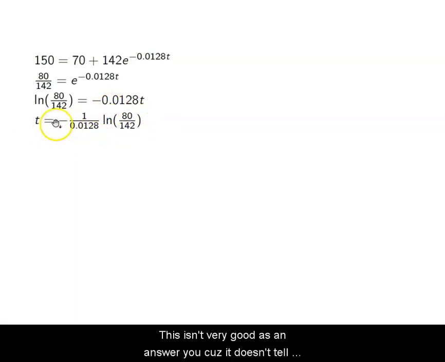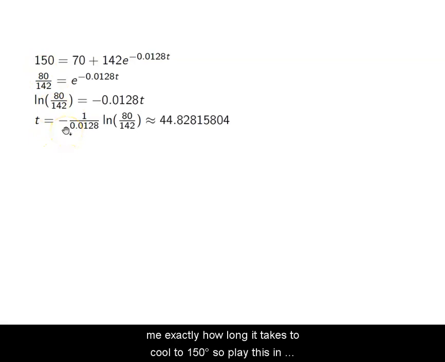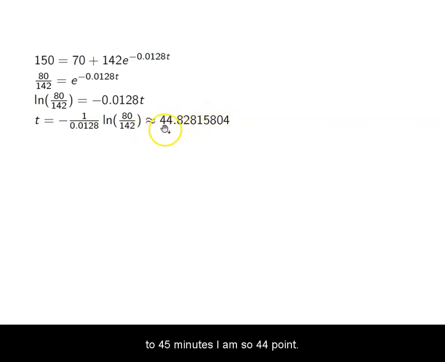This isn't very good as an answer because it doesn't tell me exactly how long it takes to cool to 150 degrees. So plug this in our calculator and it takes about 44 minutes, very close to 45 minutes, right? So 44 minutes and 82% of a minute, I'm sorry.